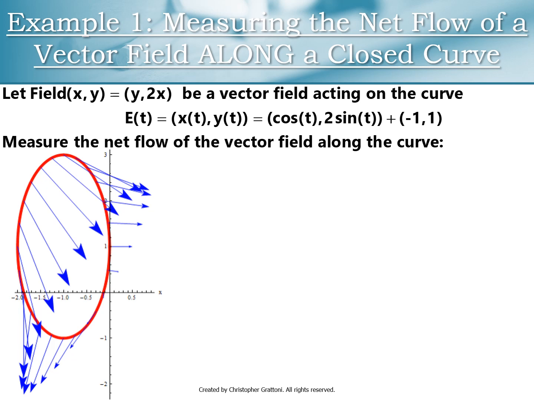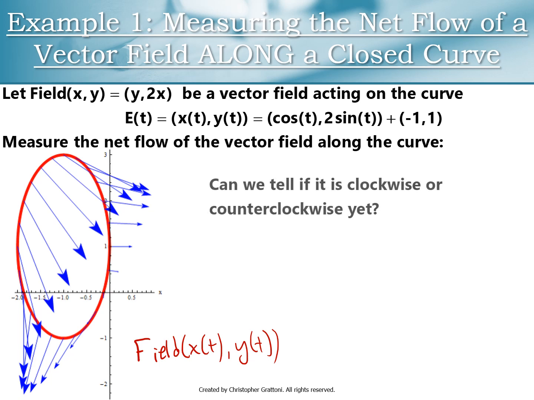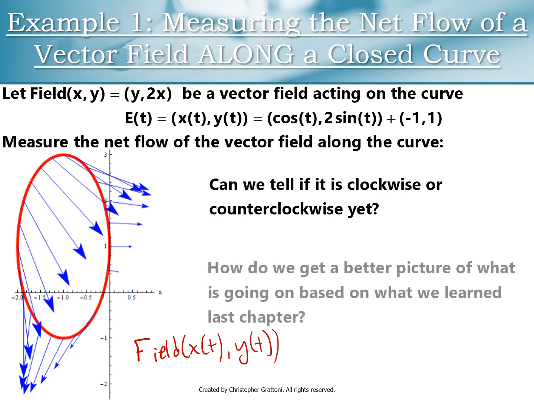So here it is. We produce that plot just by plotting field of x of t, y of t, making sure that we put those vectors with their tails at x of t, y of t on the curve. Now, I purposely picked this example so it's not super obvious if the net flow of the vector field along the curve is clockwise or counterclockwise. I wanted an example where there is a clear answer, but eyeballing the plot doesn't necessarily produce it. We want to try to get more precise.